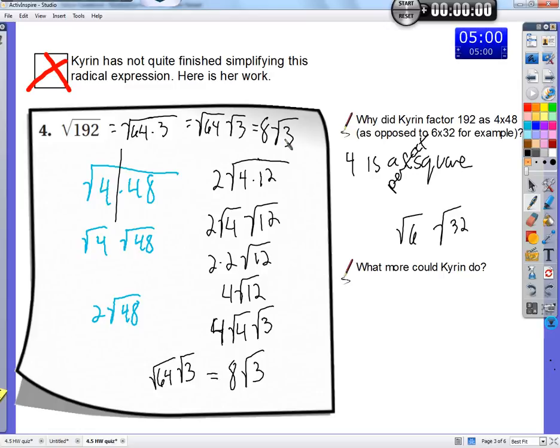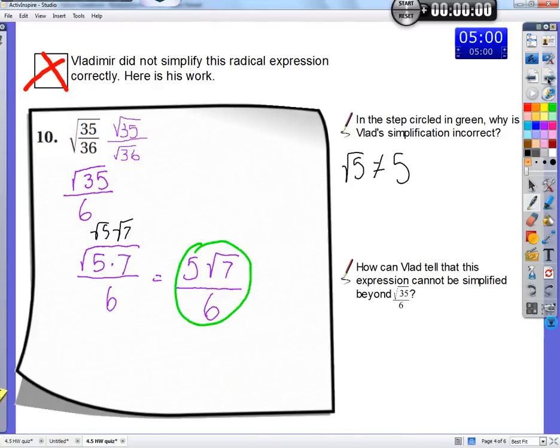Can you go back to that? I will go back to that. Well, because you're taking 36 and you're taking that to 6. Yes. And so that part's correct, but then when you get to 35, you can't really simplify it any more than that. How can you tell?